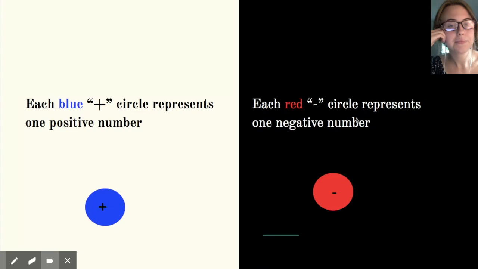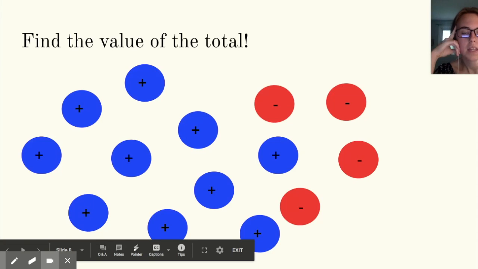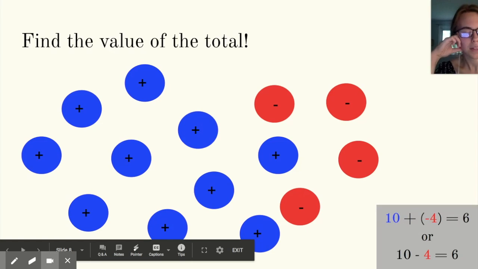For the examples in these slides, each blue circle is going to represent one positive number, like +1, and each red circle is going to represent a -1. Let's look at this one and try to find the total. We have 1, 2, 3, 4, 5, 6, 7, 8, 9, 10 blue, and 1, 2, 3, 4 red. So we have the 10 blue plus a -4 because there are 4 red circles, or you can think about it as taking away 4 of the red from the blue.